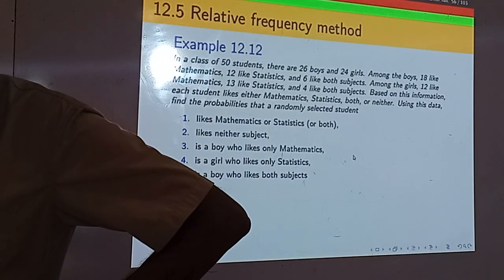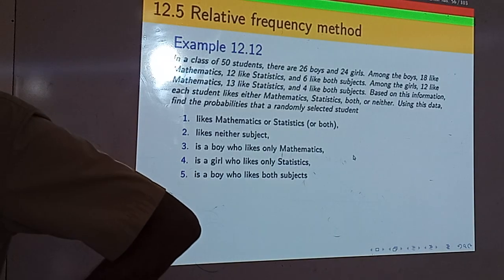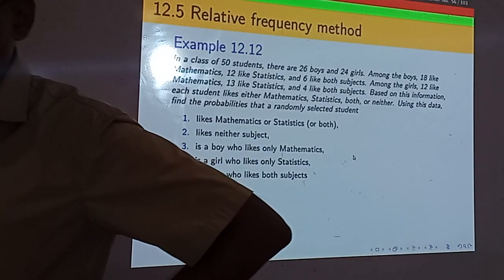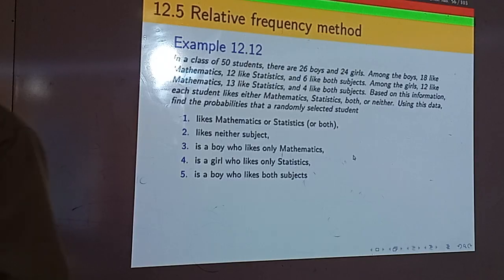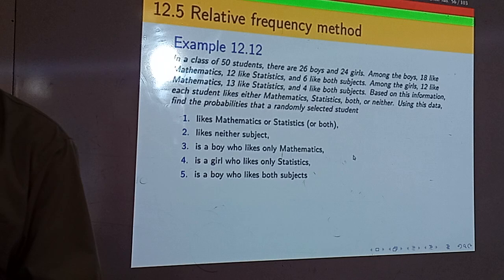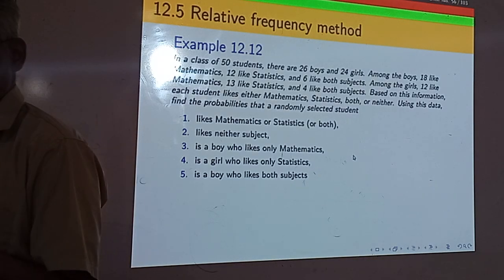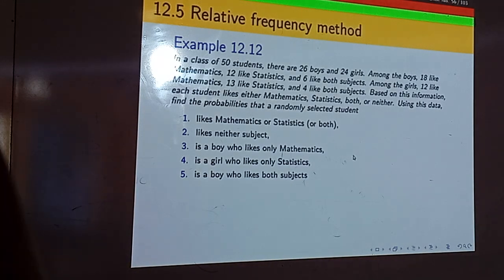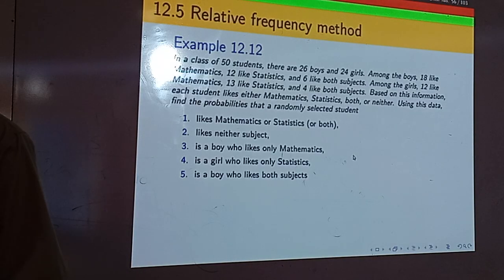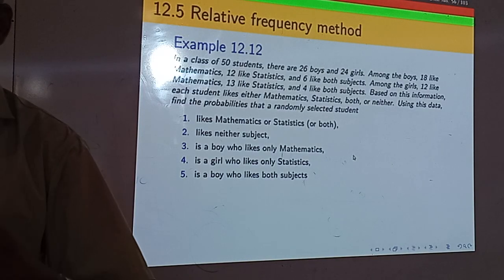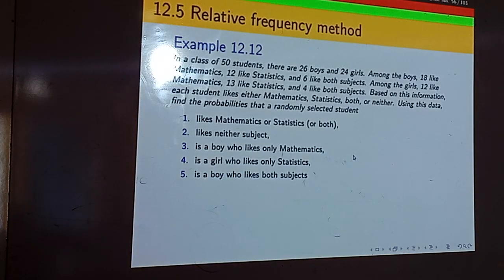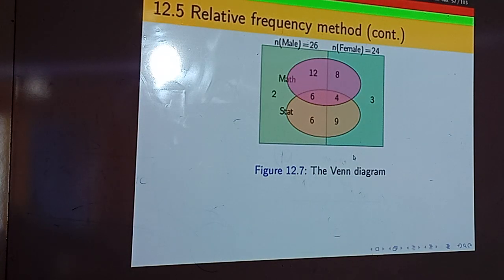Right. So among the boys, and then among the girls similarly, 12 like mathematics, 13 like statistics, and 4 like both subjects. There can be some students who don't like any of these also. Each student likes either mathematics or statistics or both, or neither. Using this data, find the probabilities that a randomly selected student has the following properties: likes mathematics or statistics, likes neither subject, and so on. Usually this kind of problem is easy to solve if you draw a Venn diagram like this.